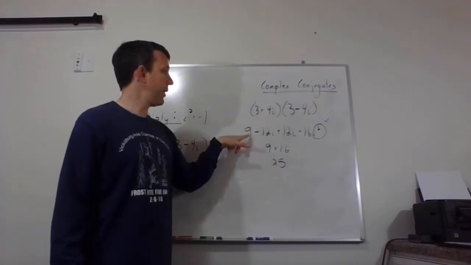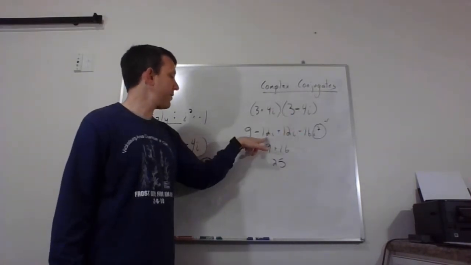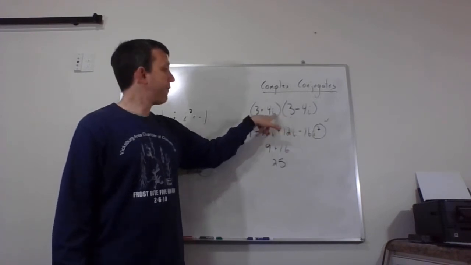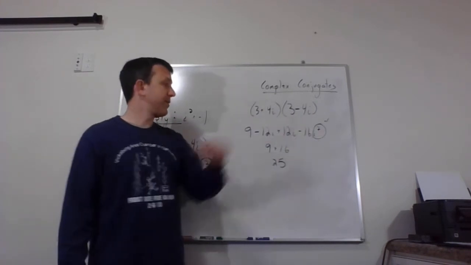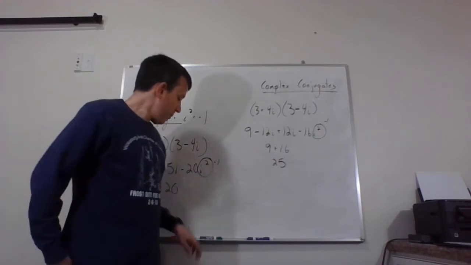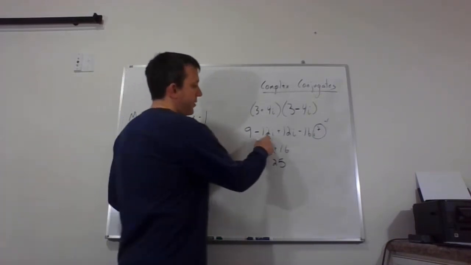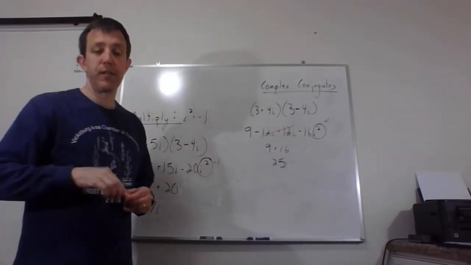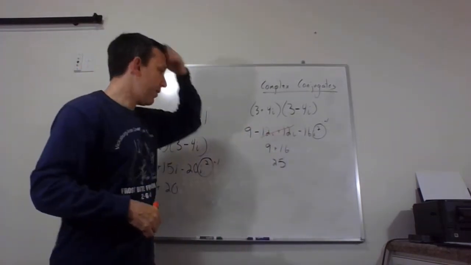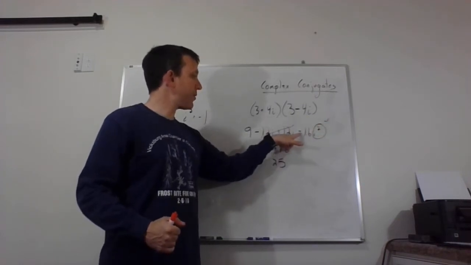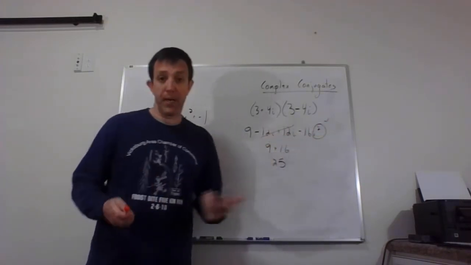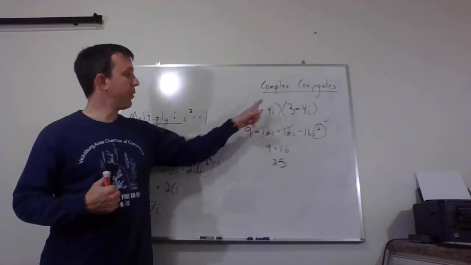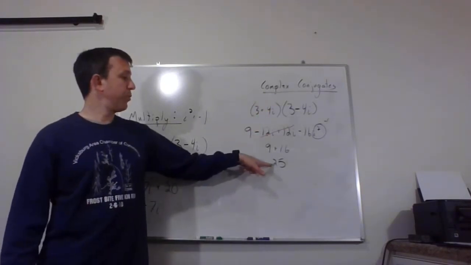3 times 3 is 9. 3 times minus 4i is a minus 12i. 4i times 3 is a plus 12i. And 4i times minus 4i is a minus 16i squared. Well, hopefully what we notice is that these two middle terms are opposites, and so they just get rid of each other. And then over here, i squared is negative 1, so again, my negative 16 turns into a positive 16. So what's nice is notice that when we multiply complex conjugates together, we just got a number.